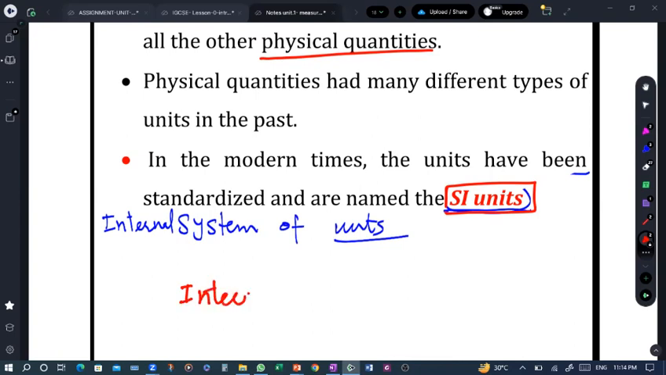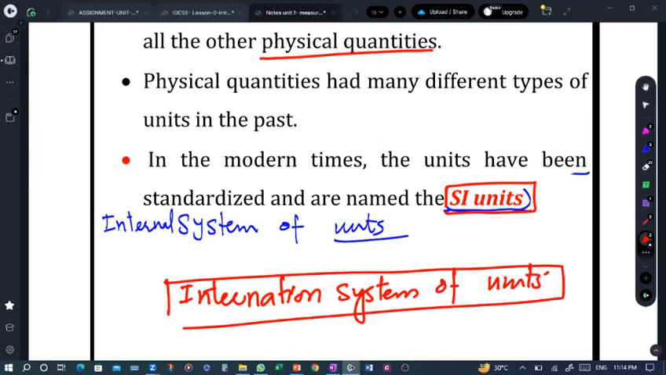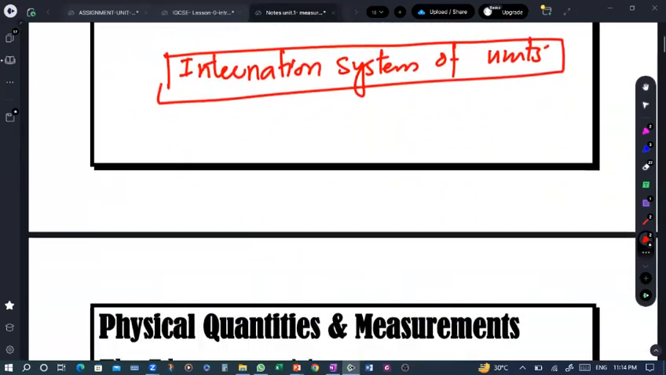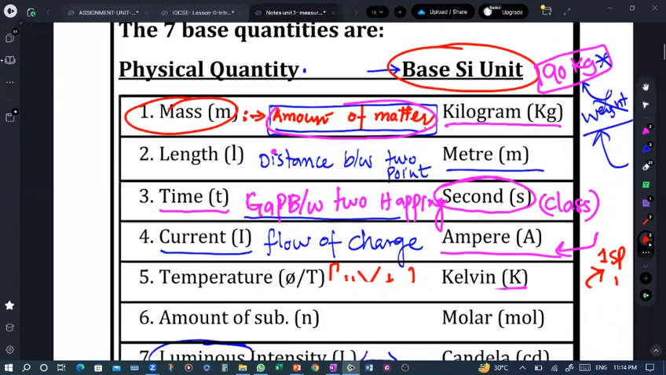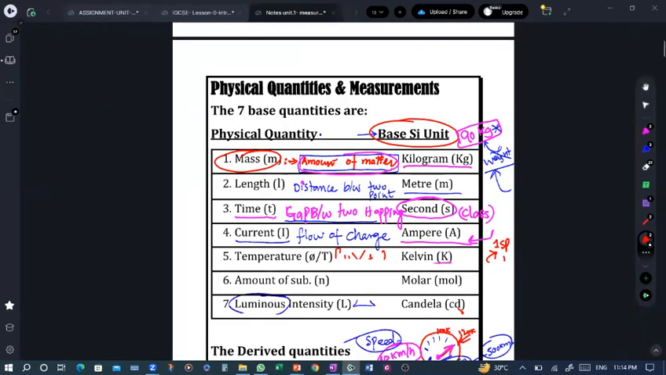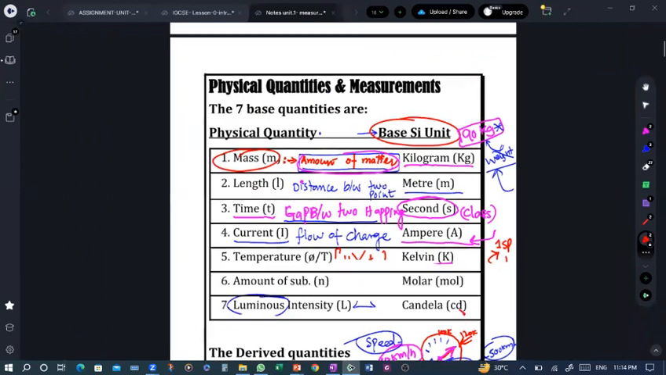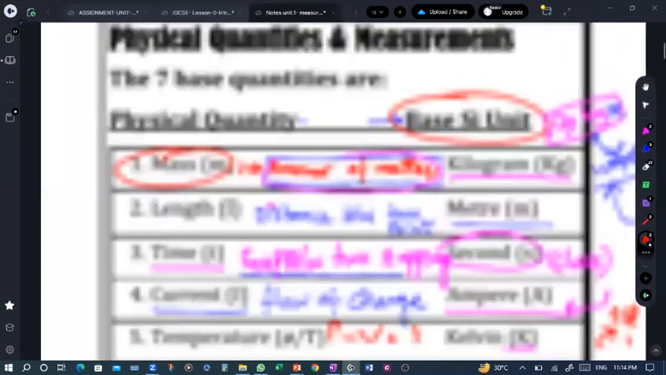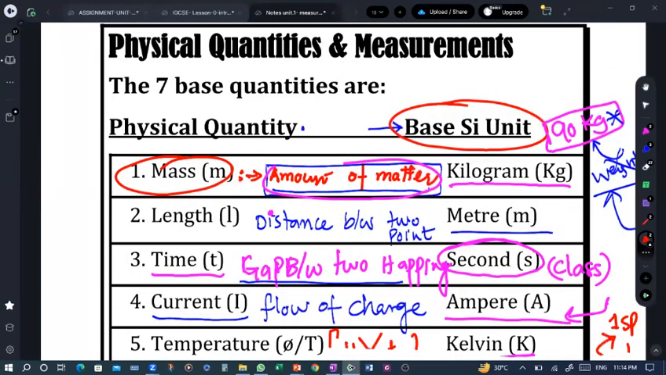I have mentioned that earlier, our international system of units, right? So this all is our task and focus. Now, moving forward, I have a list of 7 base quantities, and it was already discussed with you, but you did not have a recording of that. That's why I will use this one.